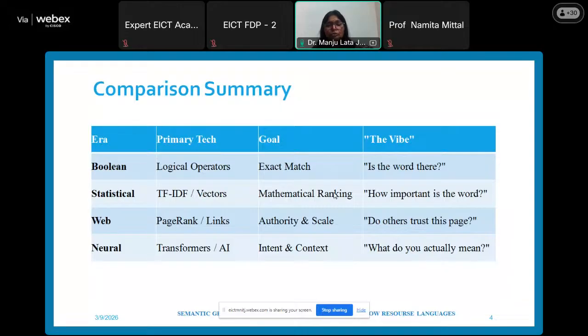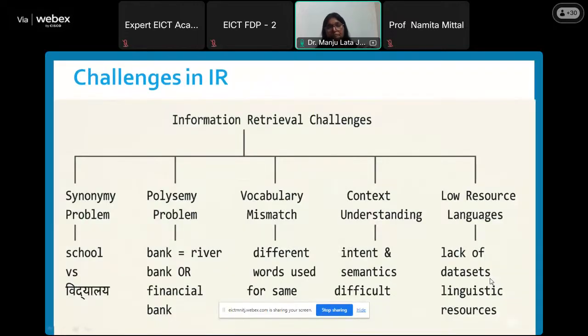In the case of web, the third generation, do others trust, means whatever information is retrieved is also trusted by other pages as well, because it was based on web information retrieval. Then lastly, neural network. What do we actually mean? It is also considering the context, not the word only, not the semantics only, but also the context as well.